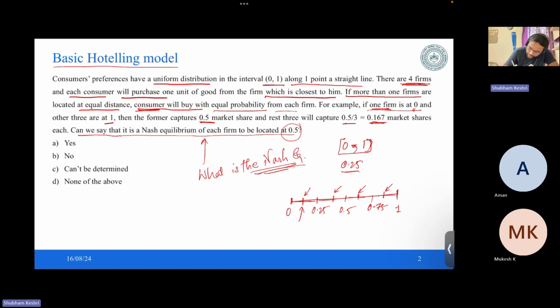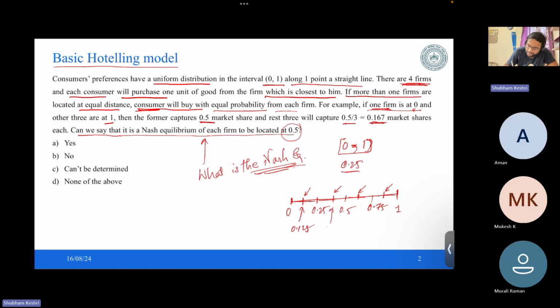So this is 0.125 and so on. Okay? So this will be 0.375 and so on. So I couldn't complete this in the last discussion class. So that is why I have taken this question over here.